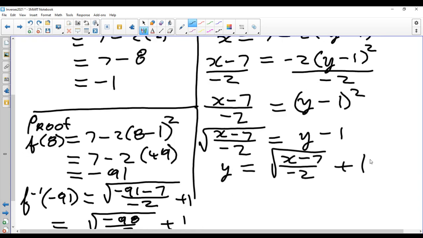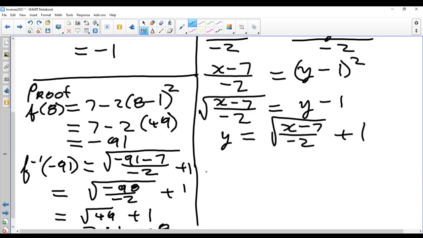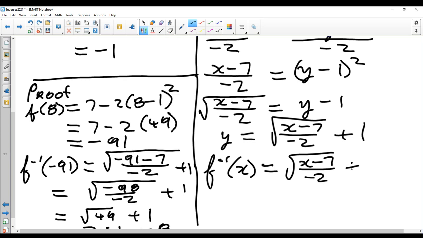This is my inverse. Let me write another line here. f to the minus 1 of x is equal to the square root of (x minus 7) over minus 2, plus 1. I often don't like when we put a negative denominator, so here's how I would fix that. It's the square root of (7 minus x) over positive 2, plus 1. It's exactly the same thing.